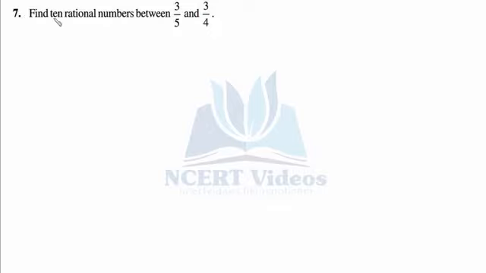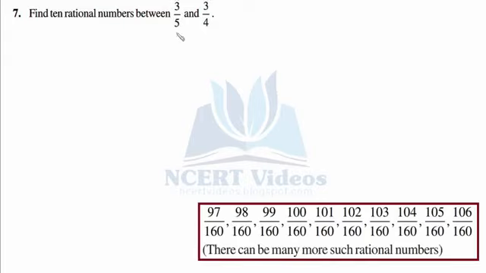Question 7th. Find 10 rational numbers between 3 over 5 and 3 over 4. Again, the same concept, just the different question. Well, you can get a hint from the question itself. It is asking for 10 rational numbers. 10 is a big number. That is, it is asking for quite a high number of rational numbers. So we just get a hint that least LCM will not suffice our purpose, but just for demonstration, let's do it.